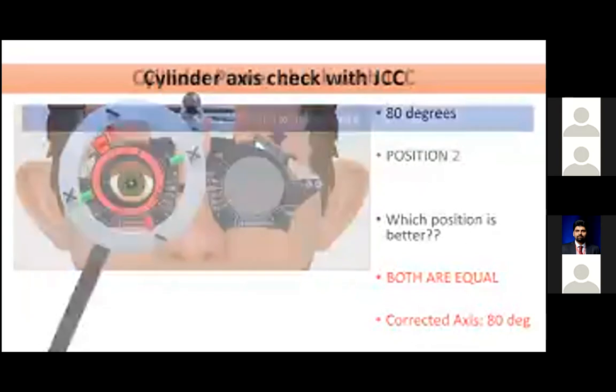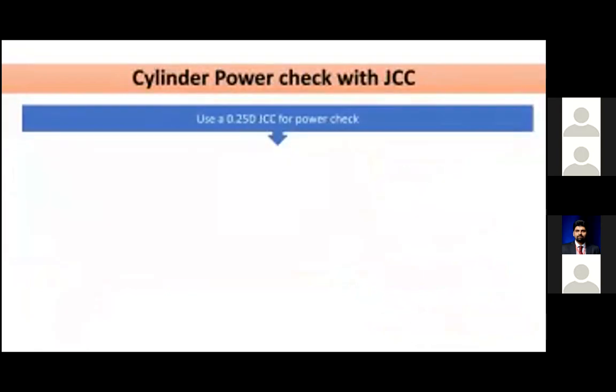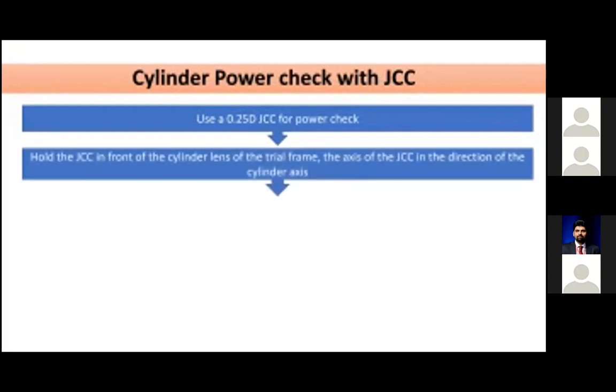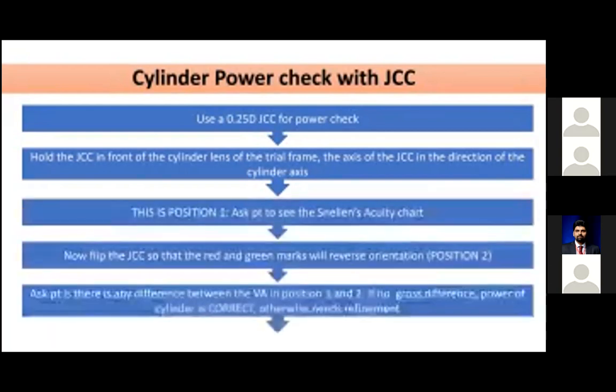Next comes refining the power of the cylinder with JCC. Now for power, we generally prefer a 0.25 diopter JCC, but if you have a 0.5, you can go ahead with that also. For power refinement, the JCC has to be held with the minus and the plus sign being in the direction of the cylinder and not oblique to it. So the JCC has to be held with the axis in the direction of the cylinder, and this is position 1. Then again, you flip it, and then it's position 2, and you ask the patient if there's any difference. If there's no difference, the power of the cylinder is correct, and you can stop. If there is some difference, then you need to refine it further.